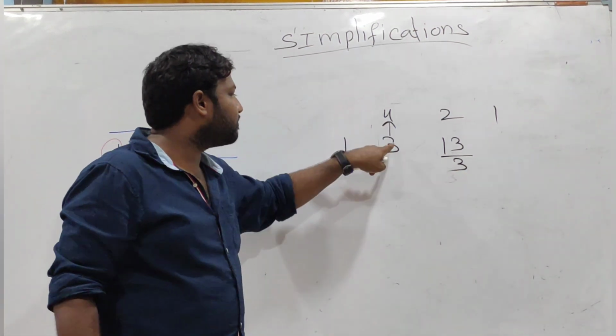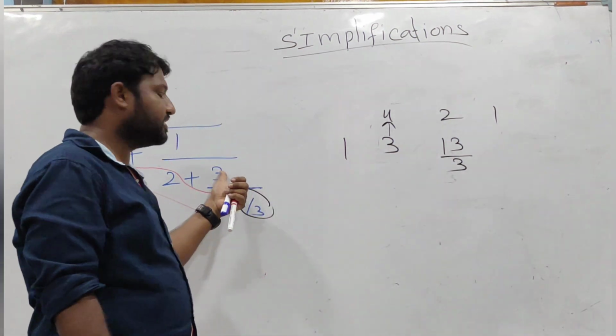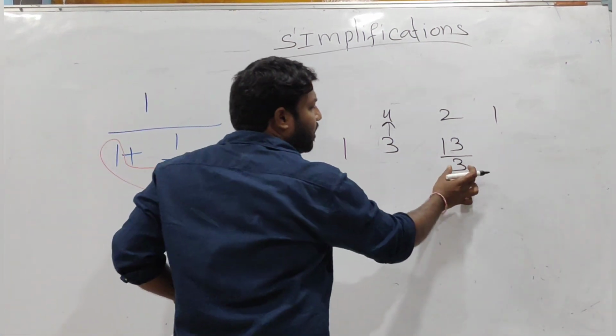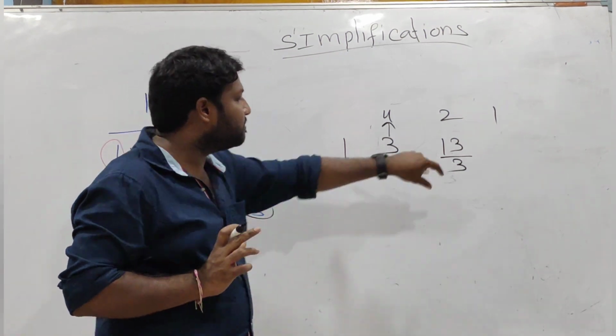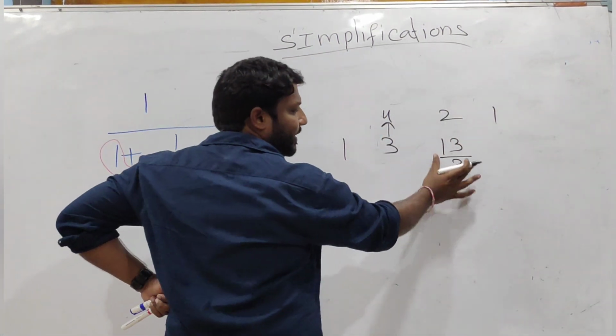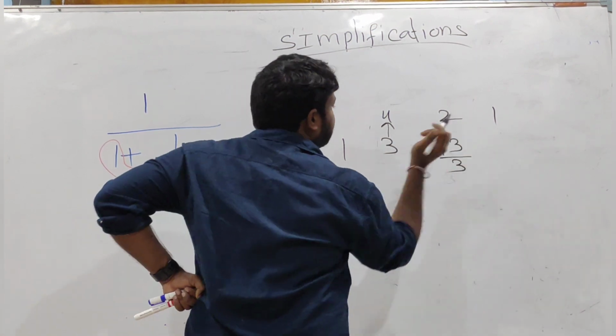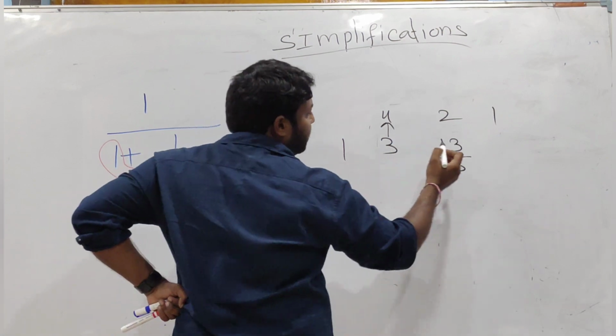First what do I do? 3 4s are 12 plus 1, 13. I wrote 13 by 3 because 3 is here. Next, if you want to simplify, you can simplify. Otherwise, keep as it is. So I am keeping it as it is. Otherwise, you can write it like this: 3 4s are 12, point something, point 3. You will get like that. Otherwise, you keep as it is.